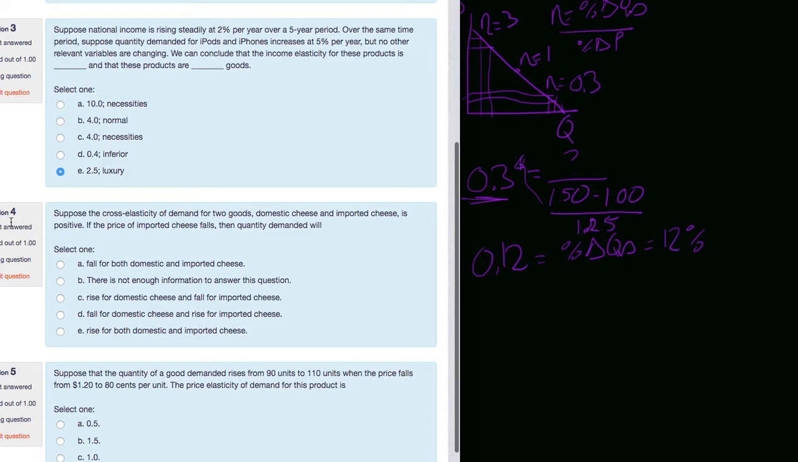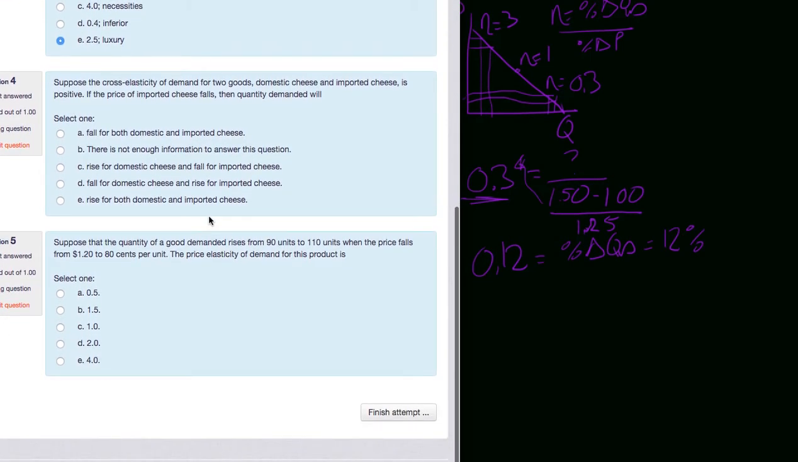And from the previous video from chapter 3, we said that normal goods could be divided into 2 different types of goods, either necessities or luxury goods. Well, necessities would be any income elasticity of demand between 0 and 1, and luxury goods, anything above 1. So this would be a luxury good.